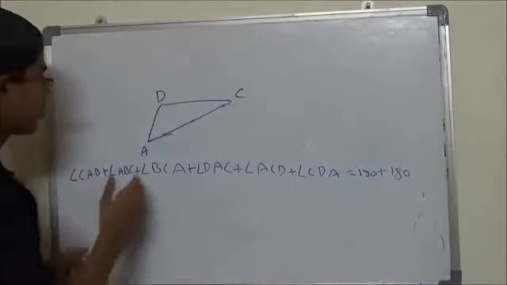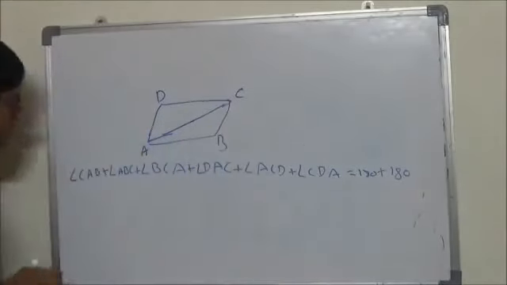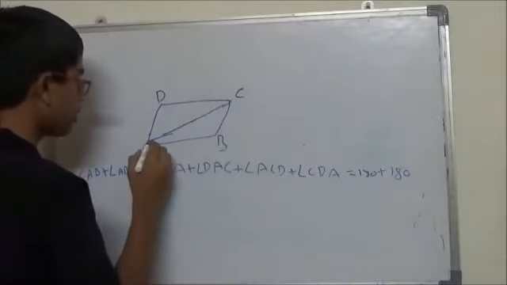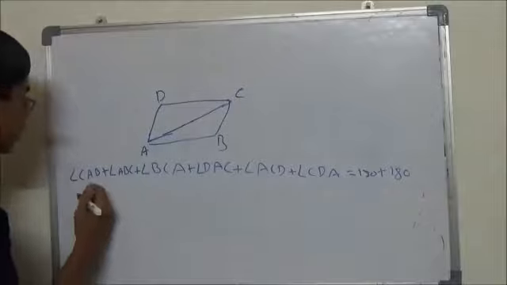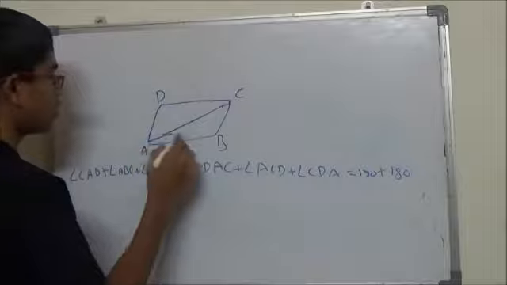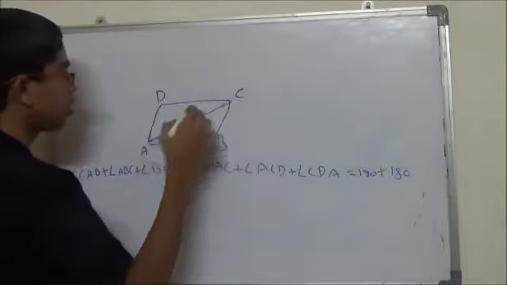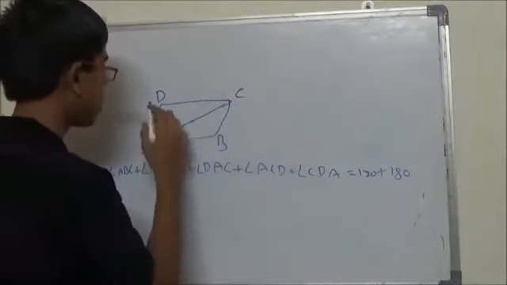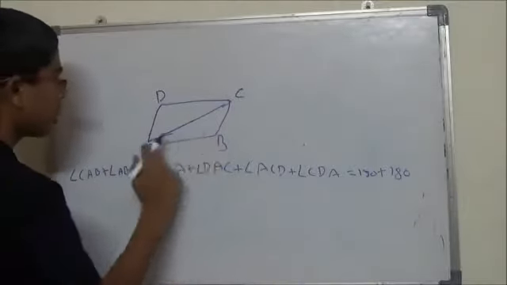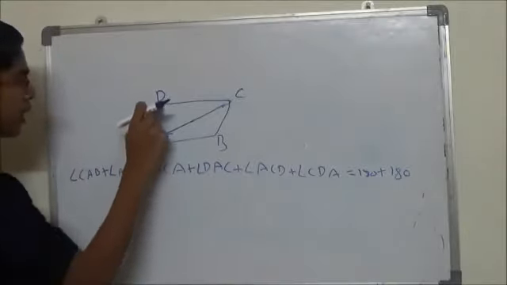Now let's complete the quadrilateral first. So angle CAB, this angle, and this is angle ABC, and this angle BCA, and DAC, and angle ACD, and this angle CDA. Now let's add these two angles which we have here, angle CAB and angle DAC. If we add these two angles, we get angle DAB.